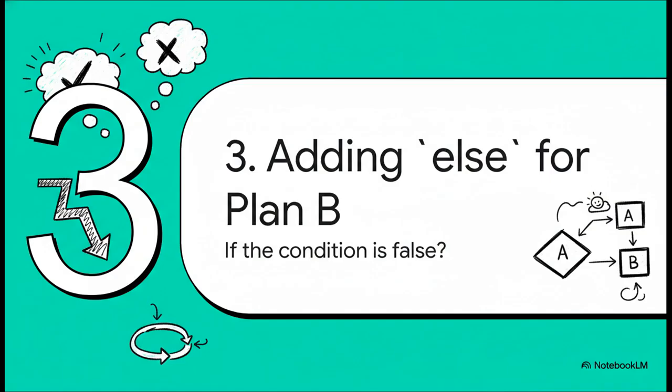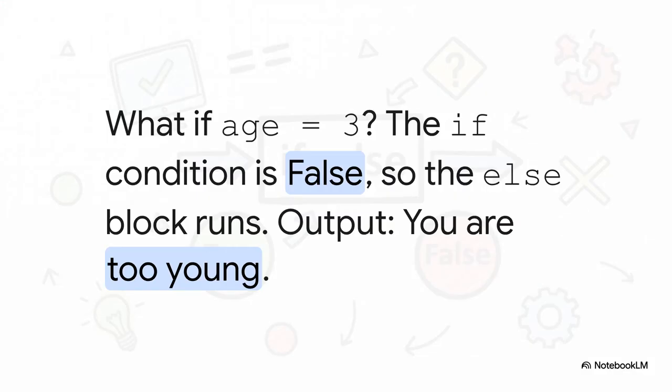Okay, that's great when our condition is true, but what happens if it's false? What then? Well, that brings us to section 3. Let's add an else for our plan B. So let's switch it up. Now our age is 3. The if statement still asks the same question, but this time we've added an else block. Think of this as the backup plan. The code under else is only going to run if that first if condition turns out to be false.